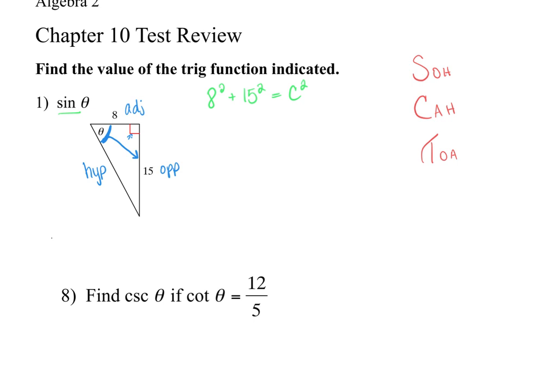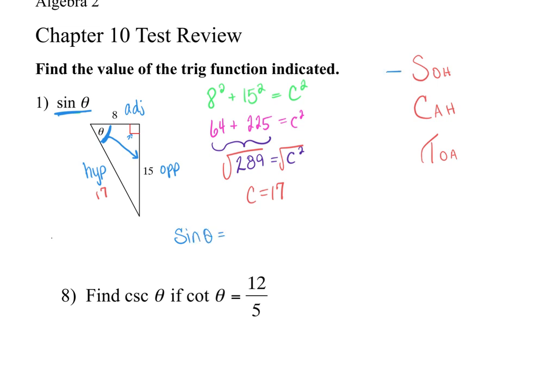And then I'm just going to calculate that. So I'm going to say 8 squared, well, that is 64. 15 squared, that's 225. Add those two together. And then take the square root. So C is going to equal 17 here. So now I know my hypotenuse. If I want the sine of theta, which is what I'm solving for, the sine of theta, according to my little shortcut here, is the opposite side, which is 15, over the hypotenuse, which I just solved for, which is 17.